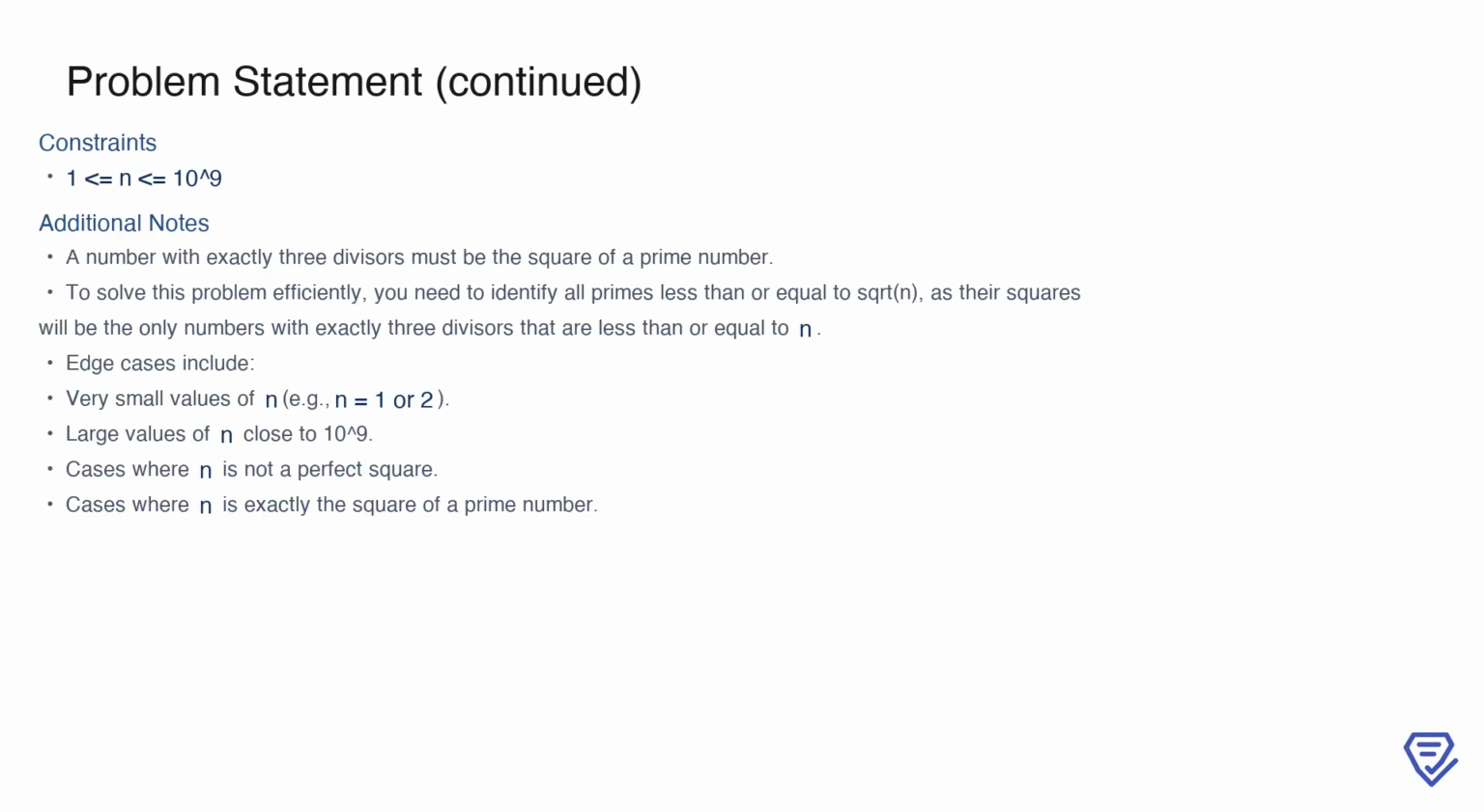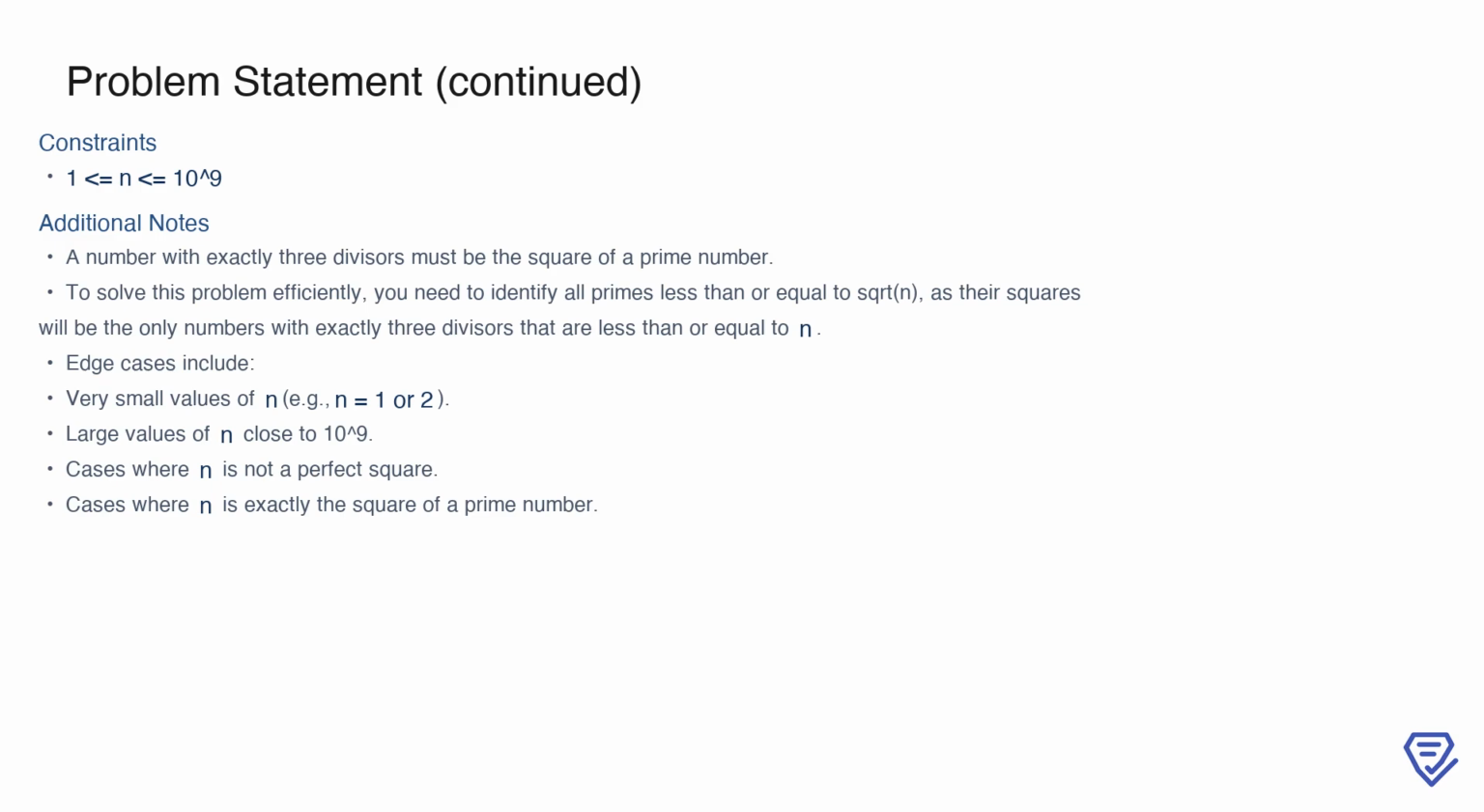To summarize, the constraints for this problem are that n can range from 1 to 10 to the power of 9. It's important to note that a number with exactly 3 divisors must be the square of a prime number. To solve the problem efficiently, you only need to identify all prime numbers less than or equal to the square root of n. Their squares will be the only numbers with exactly 3 divisors that are less than or equal to n.